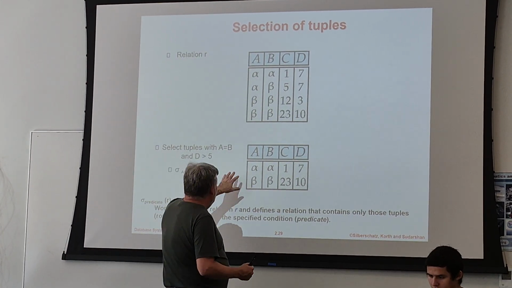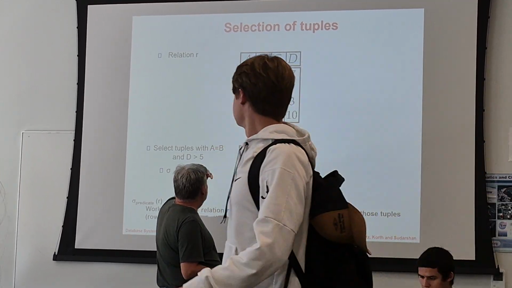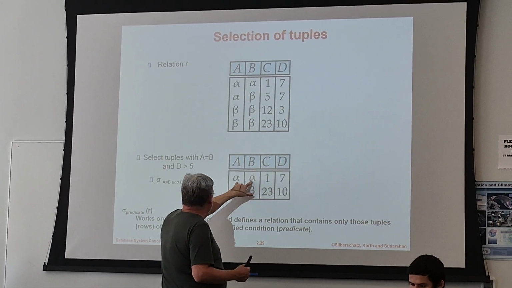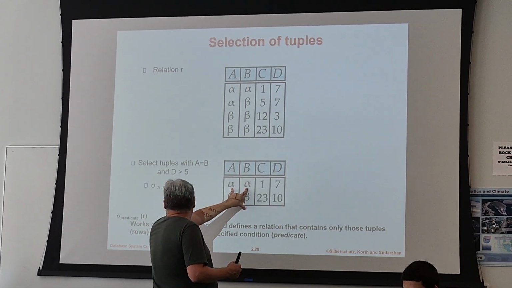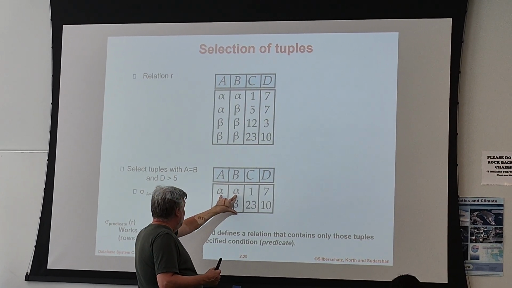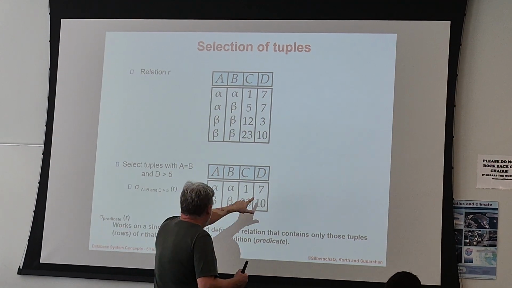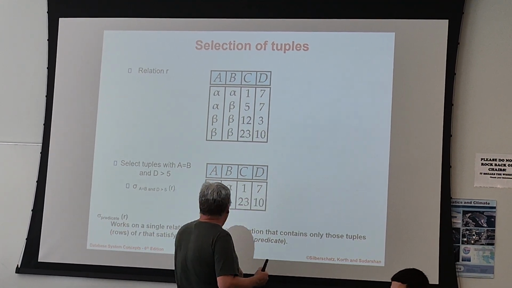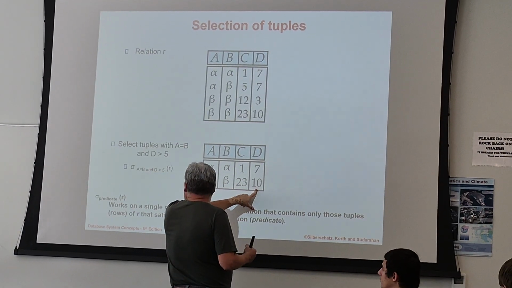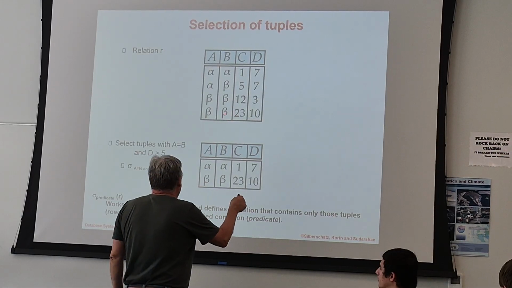And so if I look at these values that I ended up with, these values did all come out of this table that I selected them from. And what I see is this data fits those requirements that I demanded. Both of these values are the value alpha. And so the value of A is equal to the value of B. And then the value of D is greater than 5. Same thing down here, both beta, beta, and D is 10, which is greater than 5. That also came from the data set.